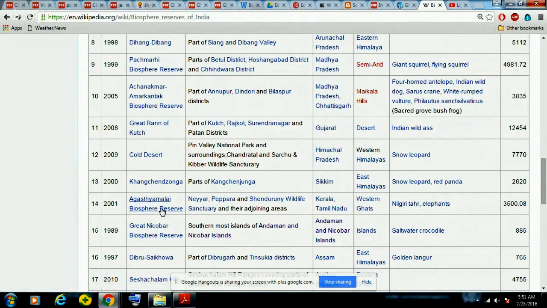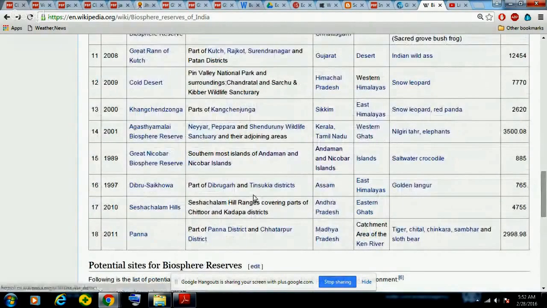Then in 2001, the Agasthyamalai Biosphere Reserve was set up by the government of India in the Kerala and Tamil Nadu region. Here Nilgiri tahr and elephant are found. Then in 1989, the Great Nicobar Biosphere Reserve was set up in the Andaman and Nicobar Islands. Here saltwater crocodile is found. Then the Dibru-Saikhowa Biosphere Reserve was set up in the Assam region. Here golden langur is found.